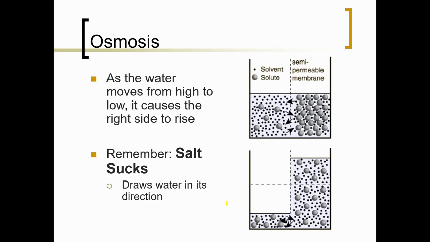And so water will move, and something I want you to remember is that salt, or you could just change that to solute, salt sucks. Anytime there is a higher concentration of solute, water is going to be sucked towards it. And so the water is going to move from high to low, and because that membrane is permeable to it, anytime there are concentration differences in our cells, water is going to move, okay? It's always going to move to wherever there is more solute. So just remember that salt sucks or solute sucks, and it's always going to be pulling water in its direction.